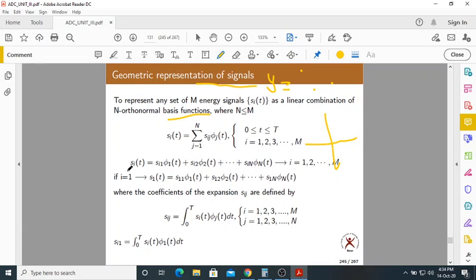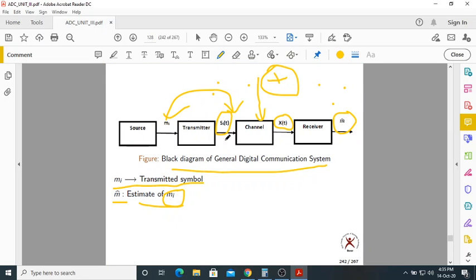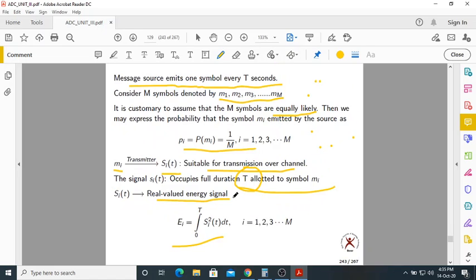Now, what is Si of t? Try to understand this. Si of t equals this summation expanded. Always remember that Si of t is defined over a duration of T seconds only. If you expand this summation, what do you get? Si1 phi 1 of t plus Si2 phi 2 of t plus, and so on, Sin phi n of t. I varies from 1 to M: S1, S2, S3, and so on, Sm.